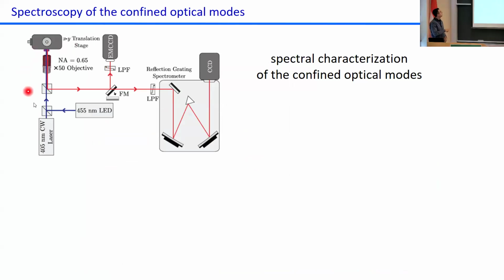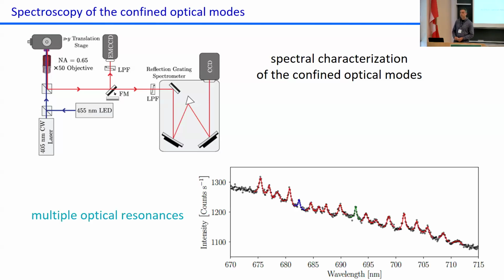Then we can slightly modify our setup. We introduce a 4 or 5 nanometer continuous wave laser, and instead of sending the light to the EMCCD camera, we send it to a grating spectrometer, and we take spectra with the silicon CCD. So now we can focus our laser on the areas where we have observed the confined optical modes in the photoluminescence images, and have a spectral signature of our optical resonances. You see that we have multiple peaks, which are the spectral signature of light confinement in our cavities.